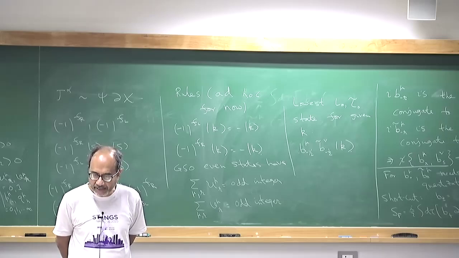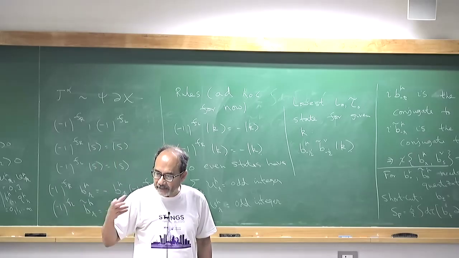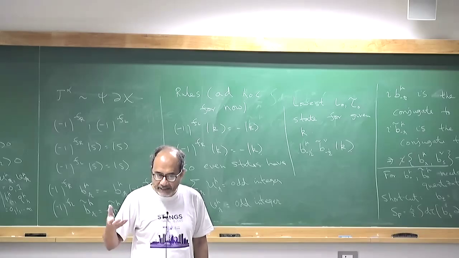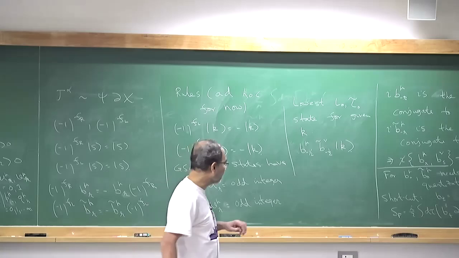Okay. So in the bosonic case, if you remember, it was alpha mu minus 1, alpha tilde nu minus 1 acting on the k, right? Those are the states which gave the graviton, dilaton, and Kalb-Ramond field. Here it is the b's.